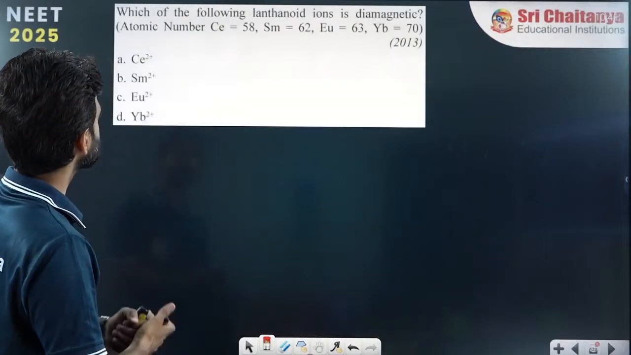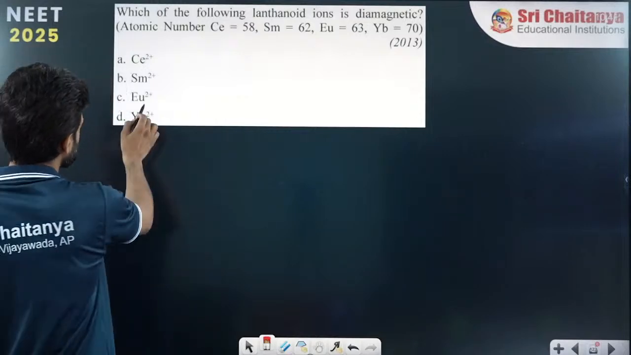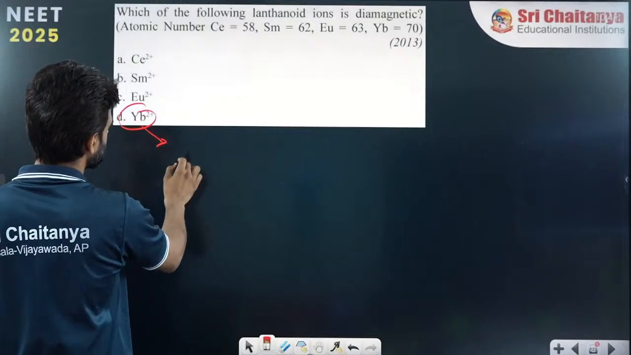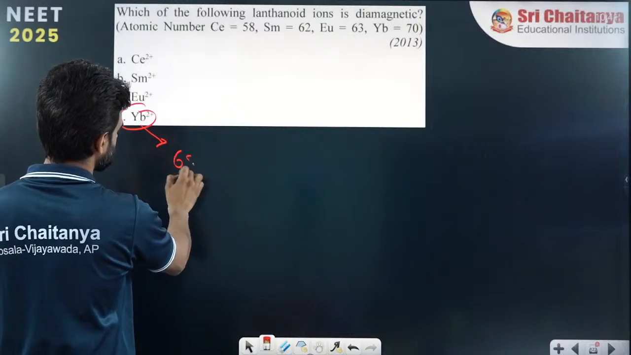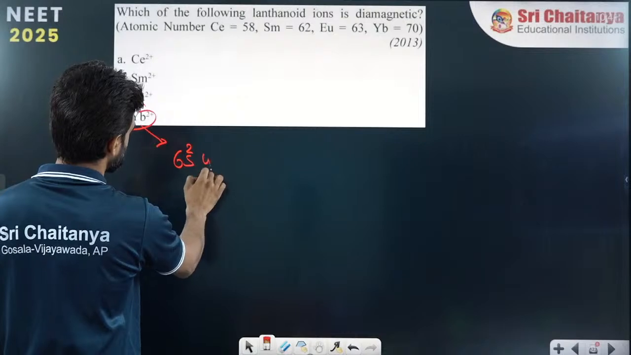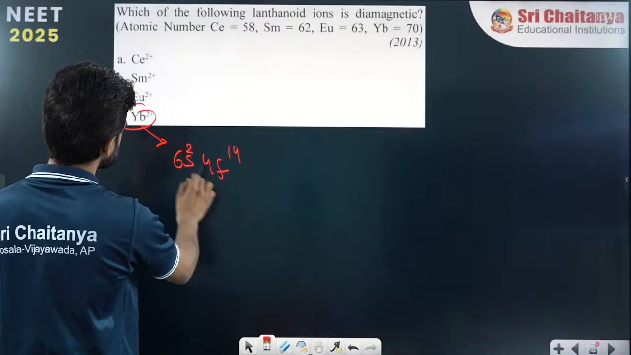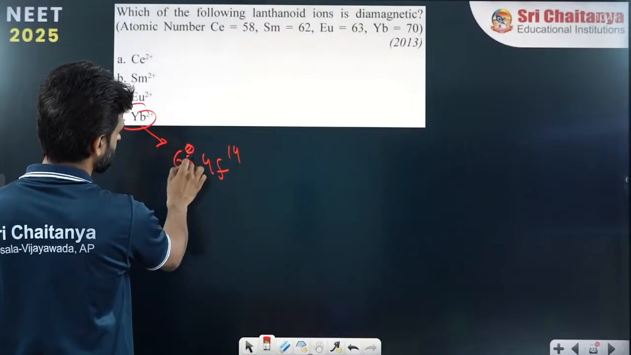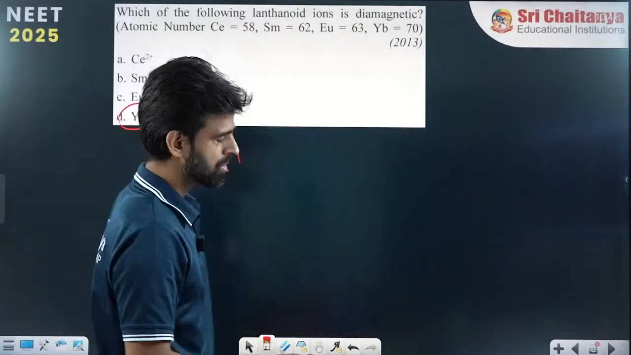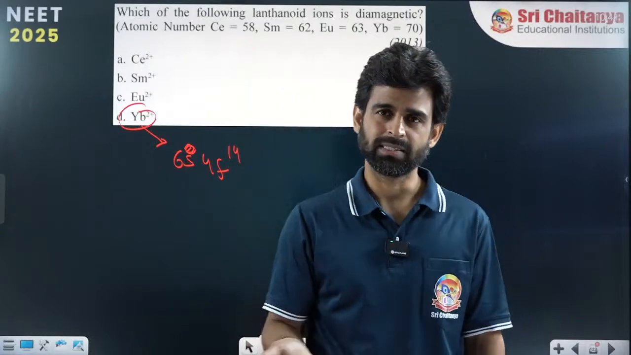Okay. Which among the following lanthanide ions is diamagnetic? If you look at ytterbium, it is 6s2 and it was 4f14, right? There is no d electron, so ytterbium +2 will make it what? 6s0. That's why f14, all electrons are paired. That's why it is diamagnetic.